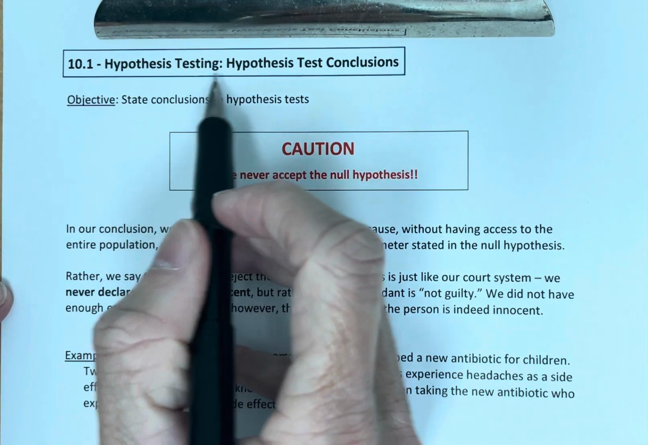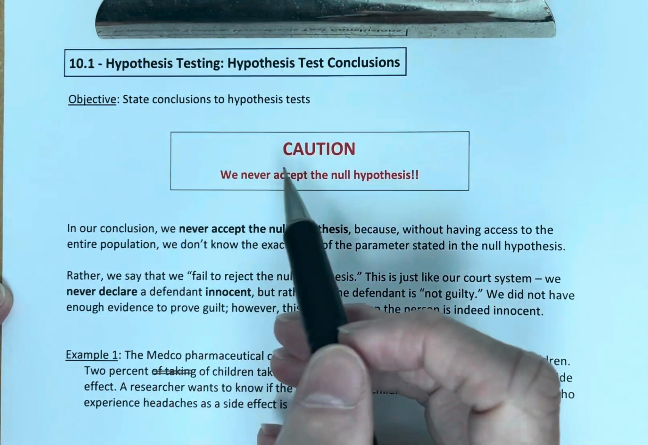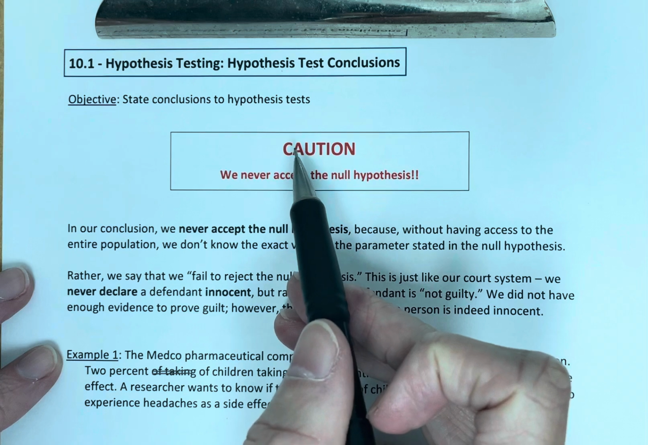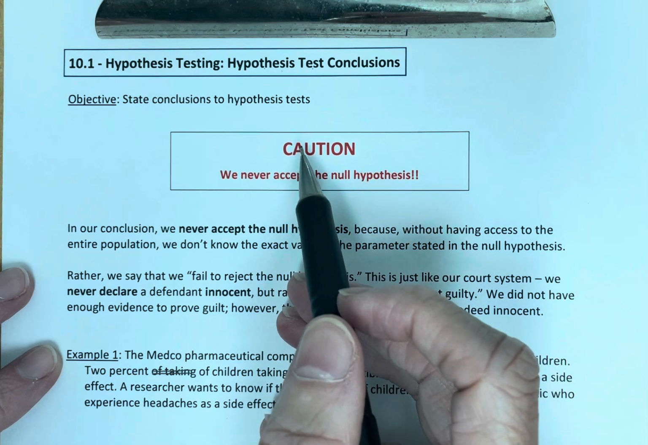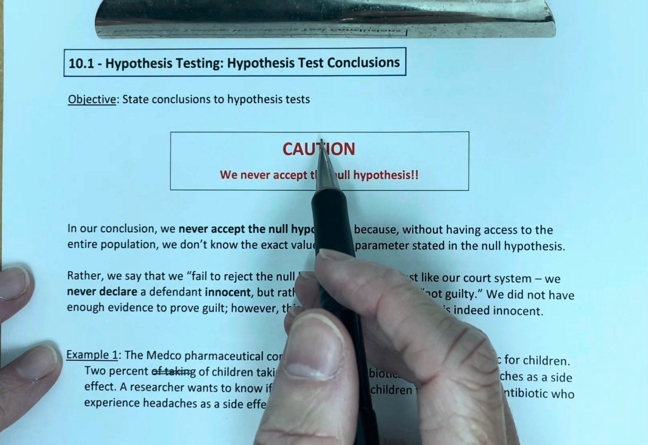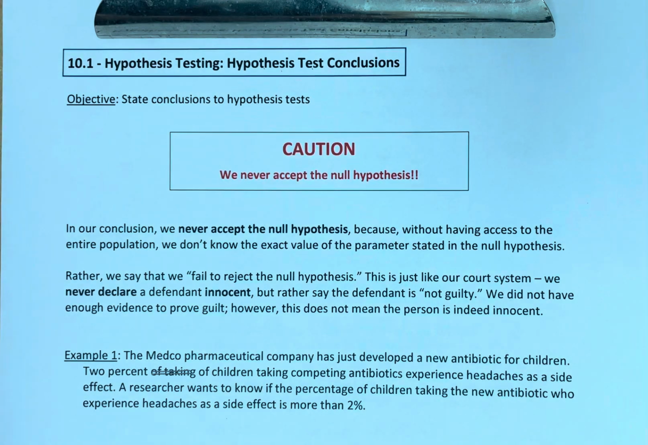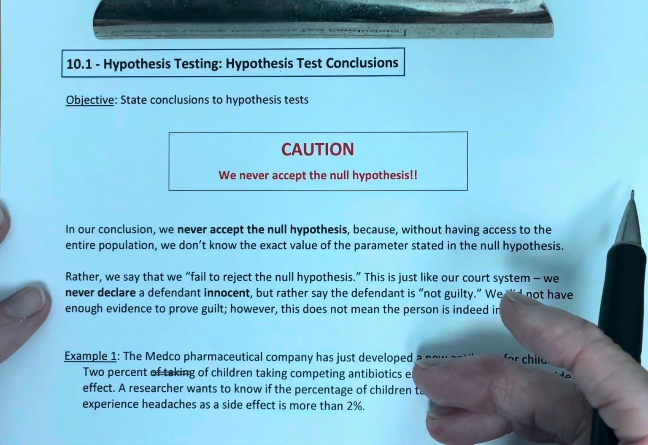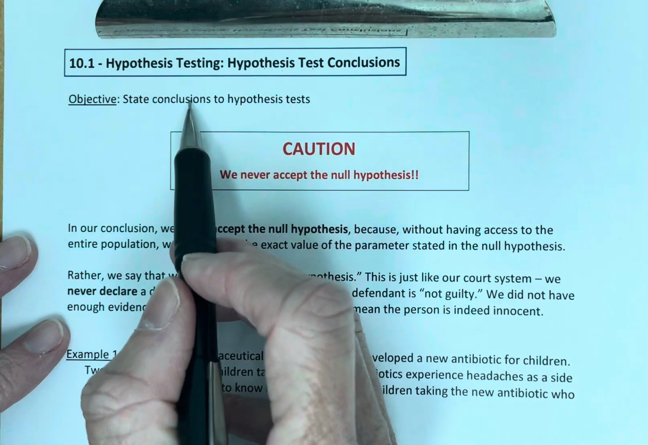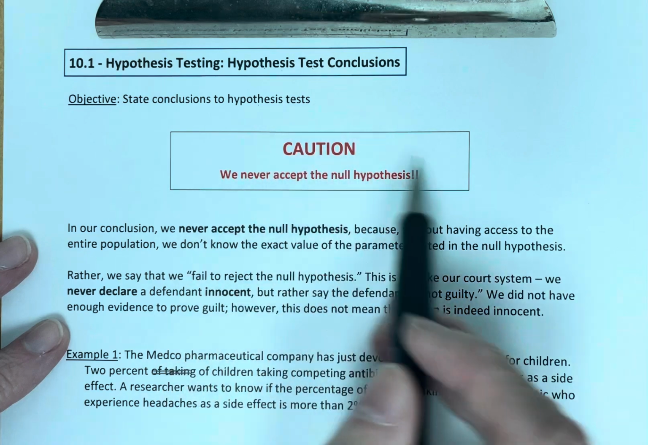Hypothesis testing, hypothesis test conclusions. So we began by talking about how to establish the null hypothesis and the alternative hypothesis. And then we talked about type 1 and type 2 errors and our level of significance, trying to prevent type 1 errors. And here we're going to state our conclusion to our hypothesis tests.